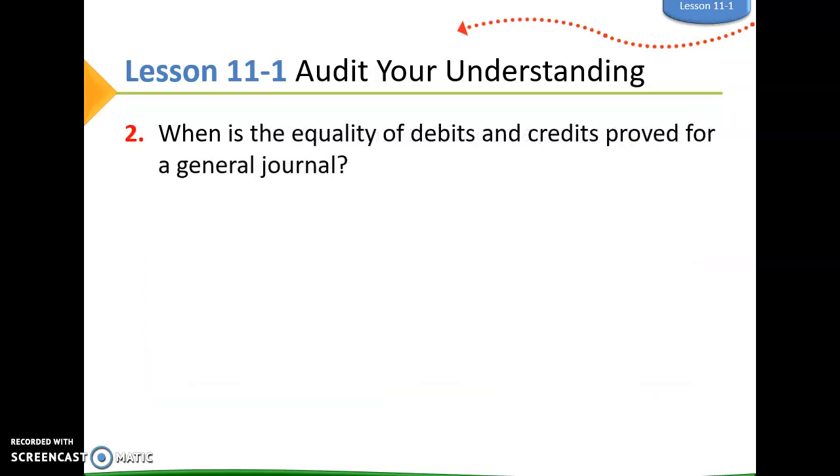When is the equality of debits and credits proved for a general journal? So equality meaning they total the same. When is that proved?